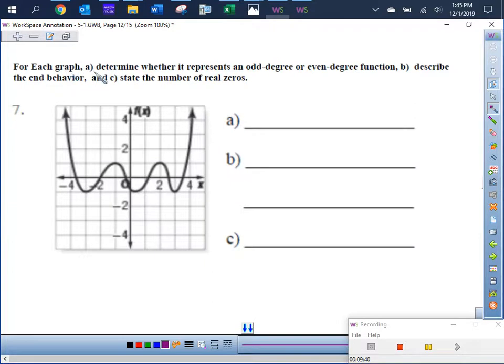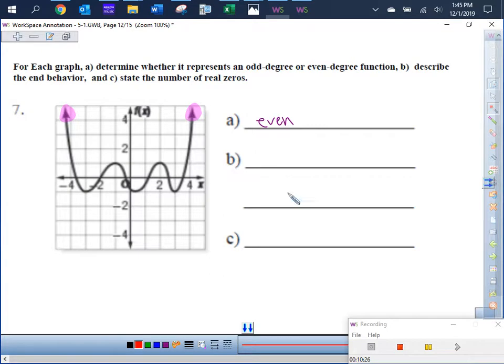For each graph, A, determine whether this is an odd degree or an even degree. Cool. Let's just do that right now. If this is even or odd, it's all about the end behavior. So it's about these ends right here, and are they going the same ways or different ways? Since these are going the same ways, that's an even degree. And to be quite honest, it doesn't ask for it, but the leading coefficient is also positive, because they're both going up. So we'll ask those later this chapter, but might as well ask it now. That's even degree because both ends are going the same way, and it's a positive leading coefficient because they're going up.